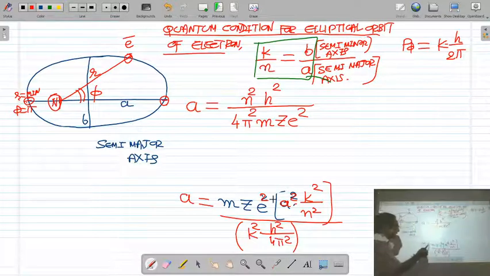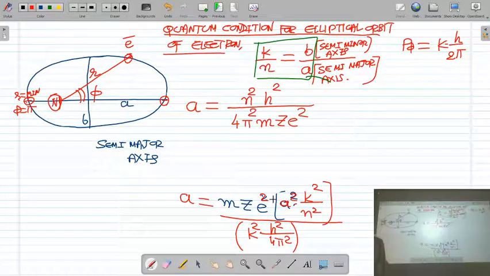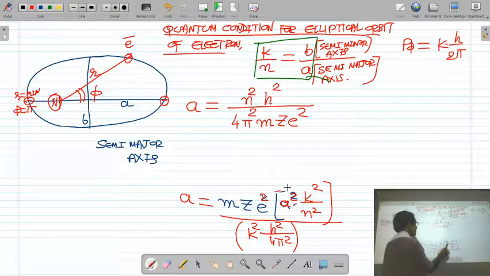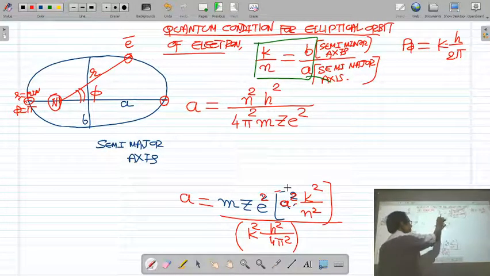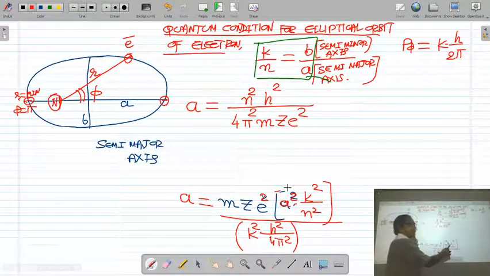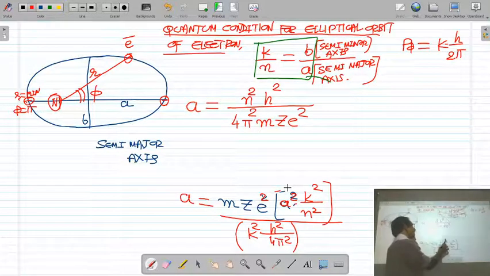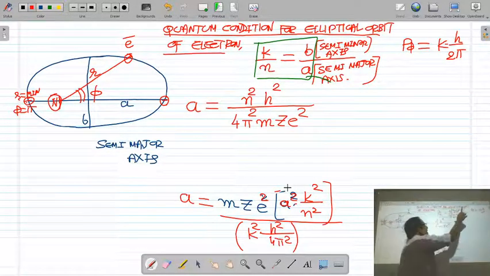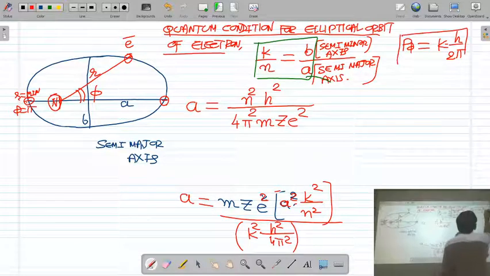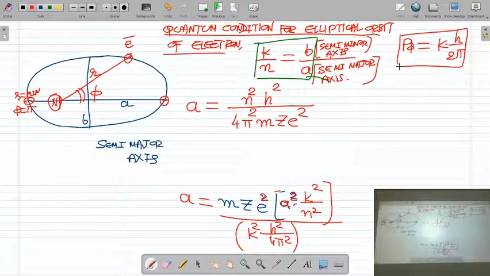The numerator is m z e square. The value of semi-minor axis b is a into k upon n. So b square is a square k square upon n square. The angular momentum of the electron is kh upon 2 pi, so its square will be k square h square upon 4 pi square.